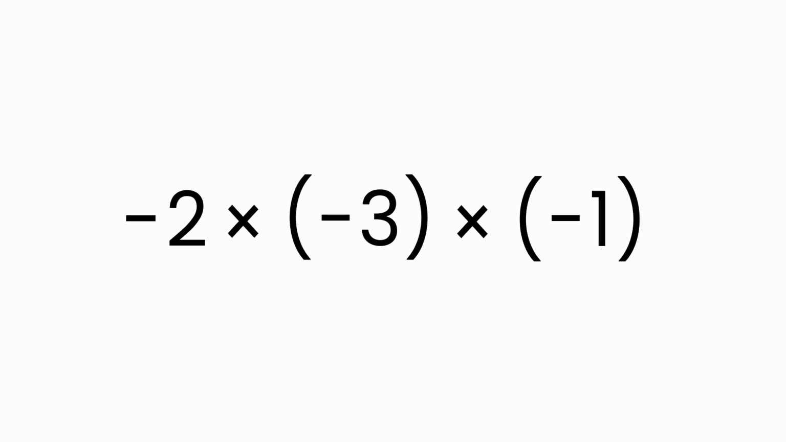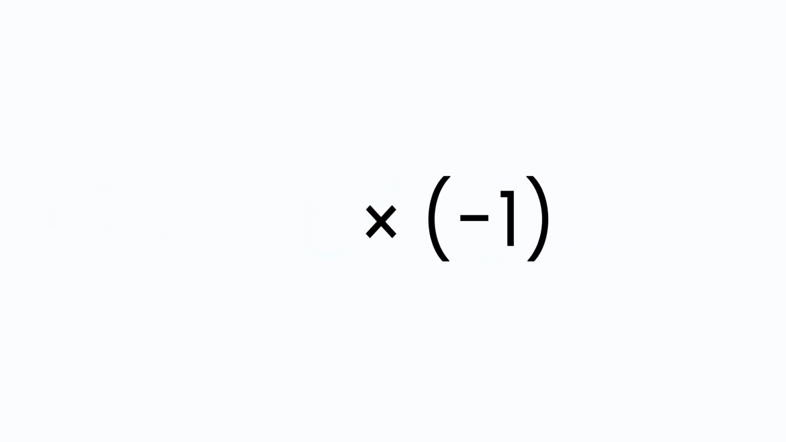Given -2 times -3 times -1, remember to put parentheses around non-leading negative numbers. Also remember, you may choose which two factors you want to multiply first. You can start by finding -2 times -3. This has two negative factors, and minus times minus is plus, so -2 times -3 is 6.